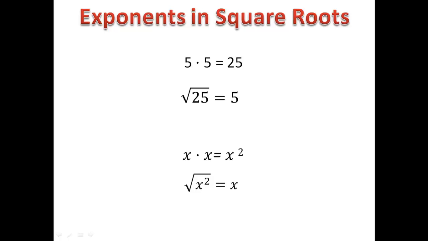Remember, when we take the square root of a number, we're saying what number times itself 2 times gives me that number that's in the radicand. In our first example, what number squared gives me 25? Well, that's 5 squared. In our second example down here, what times itself twice, or what squared, gives me x squared? Well, x times x. Therefore, the square root of x squared is simply x.